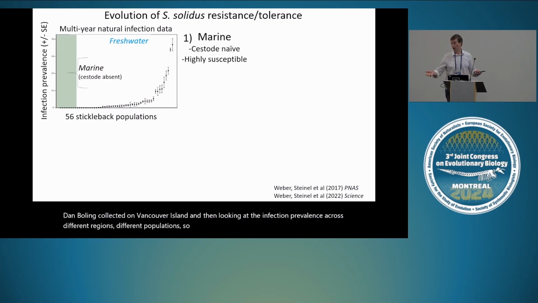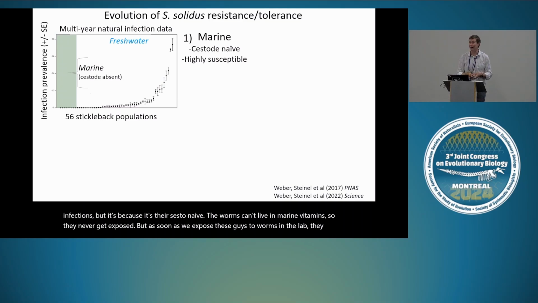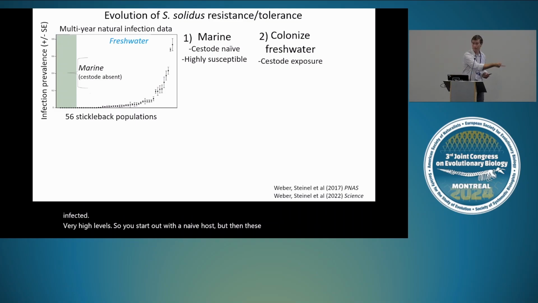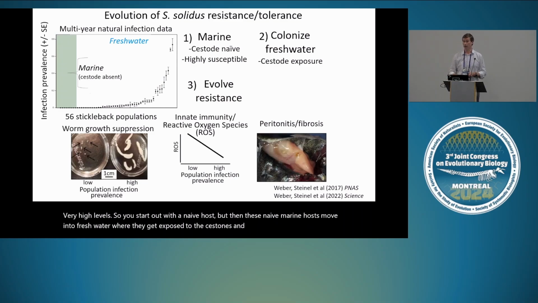The first thing that we were all able to put together, this is work of Natalie Steinel, also in the back, is that basically marine fish lack infections, but it's because they're cestode naive. The worms can't live in marine environments, so they never get exposed. But as soon as we expose these guys to worms in the lab, they get infected at very high levels. So you start out with a naive host. But then these naive marine hosts move into fresh water, where they get exposed to the cestodes, and then they evolve resistance in lots of different ways across lots of different environments.